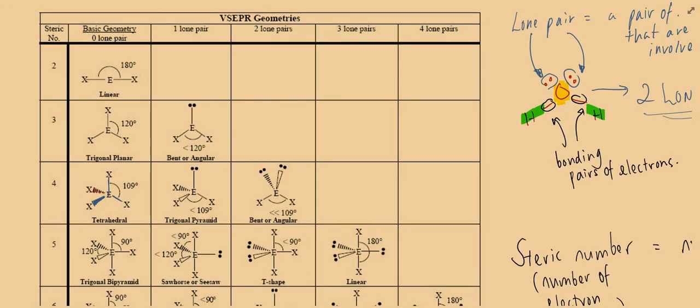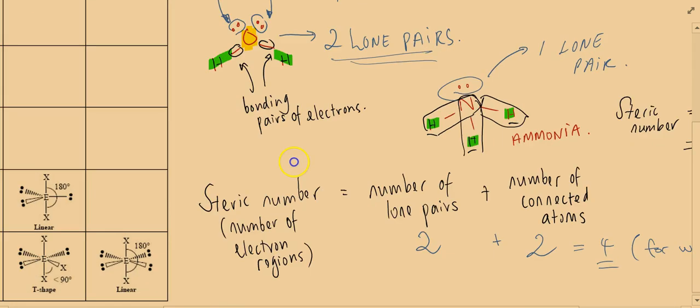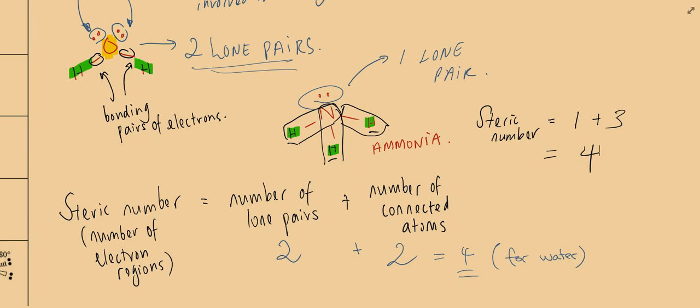So if we go to our table, 1 lone pair, steric number 4, this makes ammonia trigonal pyramidal. Trigonal pyramidal. Whereas water was bent. Okay.